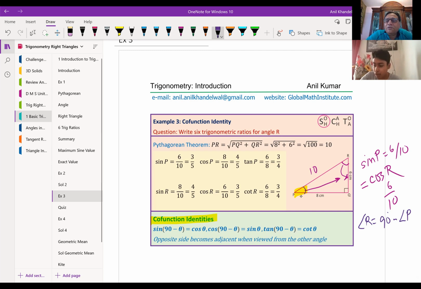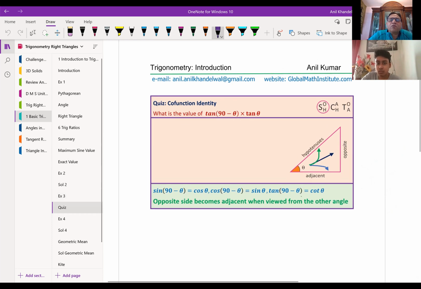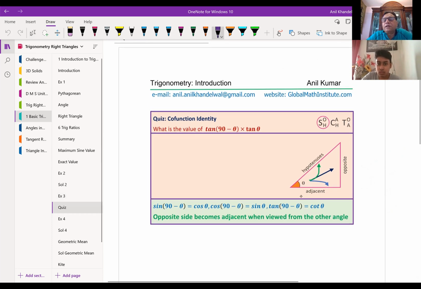So I hope you have understood these primary trigonometric ratios and how we work with them. Let me take up another question now, which says, what is the value of tan of 90 minus theta times tan theta? We have not given you anything, but we're just asking, what should it be? Let's say opposite over adjacent. This is 90 minus theta. You're looking from here, so this is tan theta, right? So you did this first, correct?